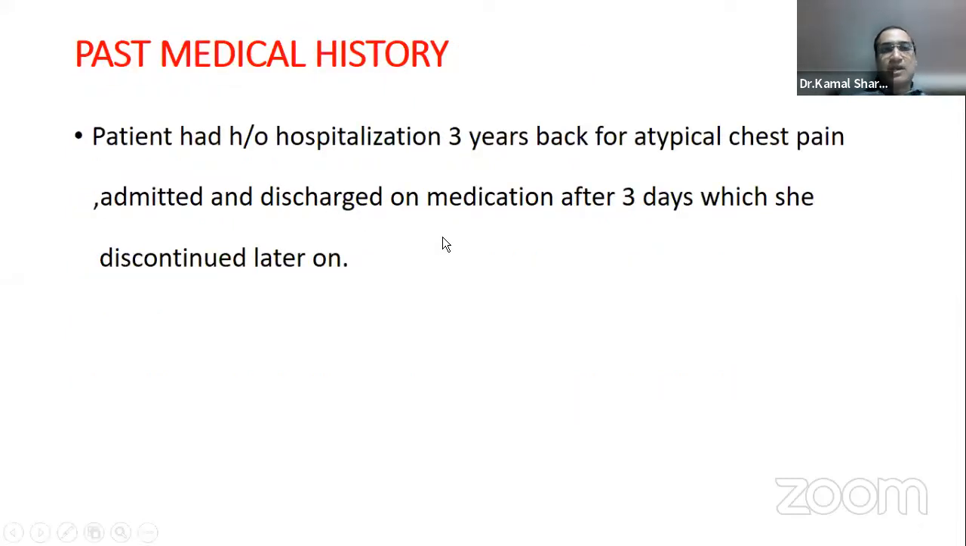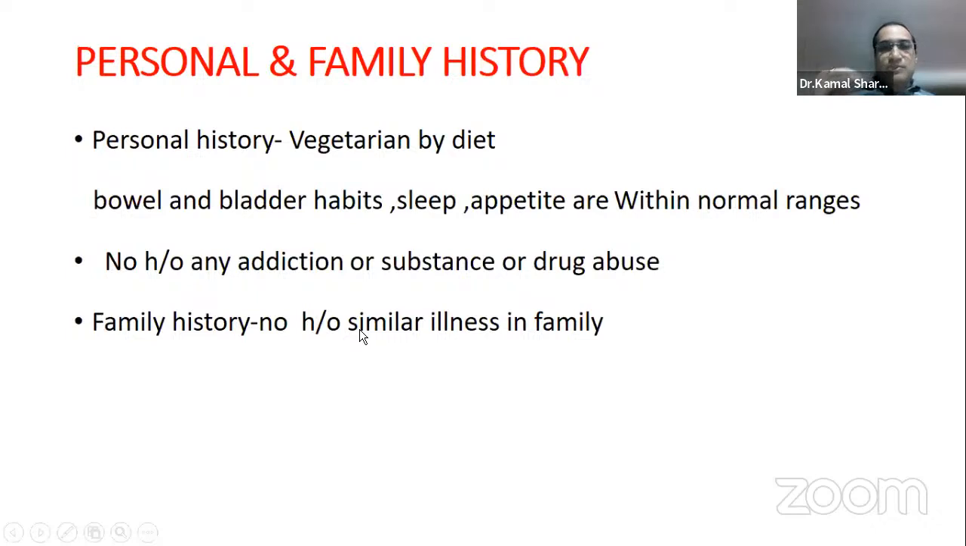So past history: patient had history of hospitalization 3 years back for typical chest pain, admitted, discharged on medication after 3 days, which was discontinued later on. Then after past history, you have to come to personal and family history, which is again something that you've really been well trained in during undergraduation. So I'll not stress upon each of them. Maybe in some live session we can do.